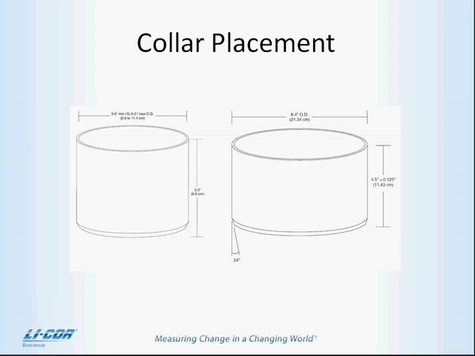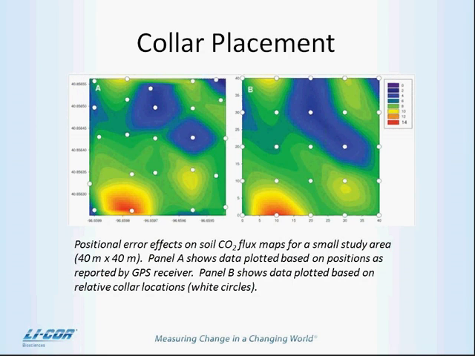In this example, GPS plotted points are placed on the left, and on the right we can see the actual grid of soil collars. Even though the collars were spaced 10 meters apart, the GPS accuracy was only within 3 meters, and so there's a perceptible difference between the two plots. This is an important consideration for collar placement.